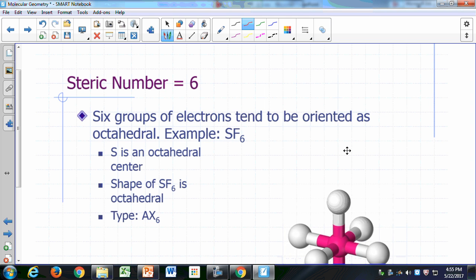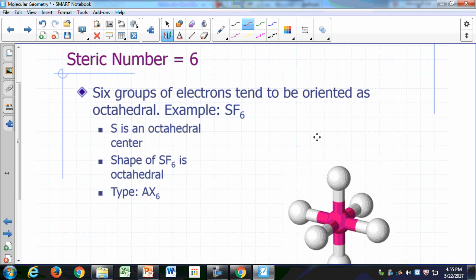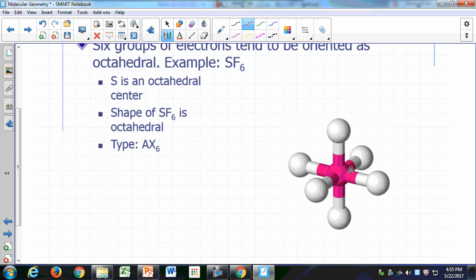Finally, let's take a look at the situation where you have 6 groups of electrons sticking out of your central atom. So you're dealing with a steric number of 6. This is how they will be oriented. This is called an octahedral center. An example here is SF6.